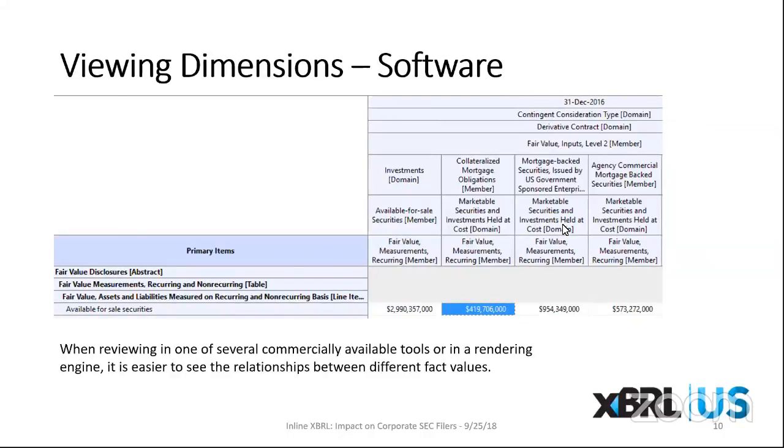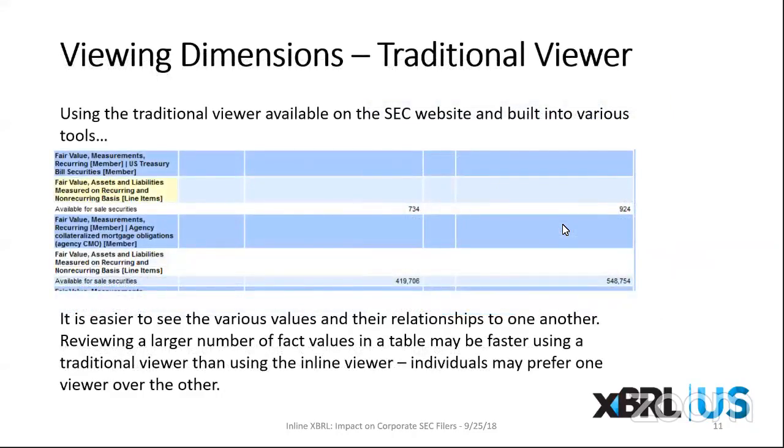Moving to the next slide, we're going to see again how it appears in a traditional viewer that's available on the SEC website. And here you can see the same numbers that we were talking about before. And again, it appears in a slightly different format. Here it's also easy to see the relationships between the different values. So how is the 924 tag compared to the 548 or the 419? You know, which members are applied and which line items? So this is simply something to keep in mind as you start your process of transitioning to Inline, that some of your review processes may need to change.